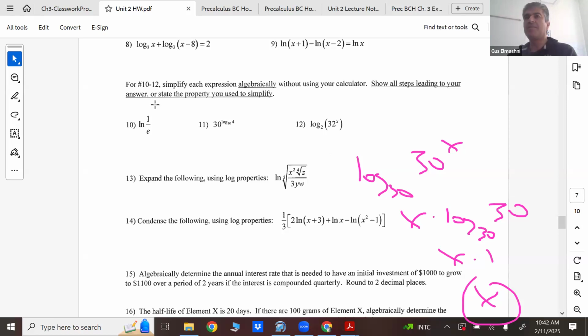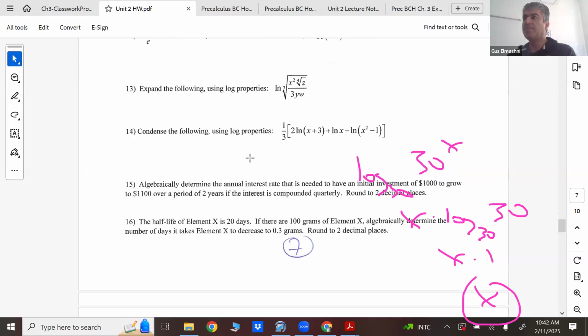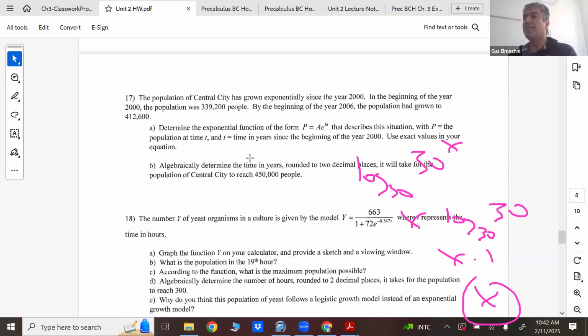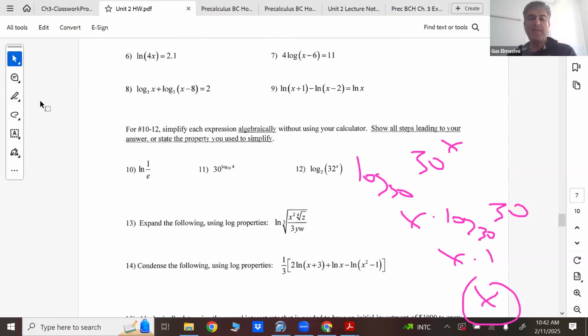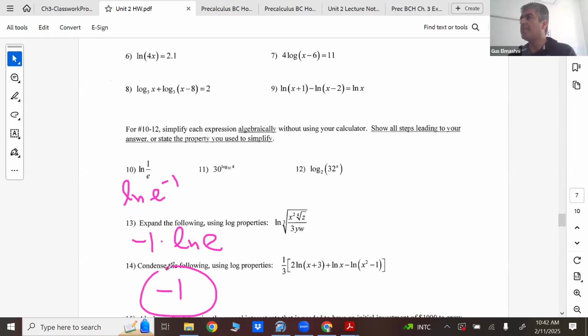Okay, any questions? Any other questions on the homework? No? Sure, let's do 10. For 10, I would write it like this. I write natural log of e to the negative 1 power. Then move negative 1 to the front. What's natural log of e, guys? 1. Done. That's what I do. That's how I show you work.